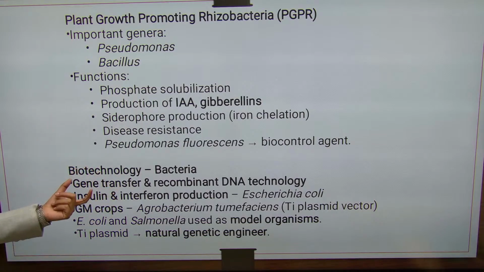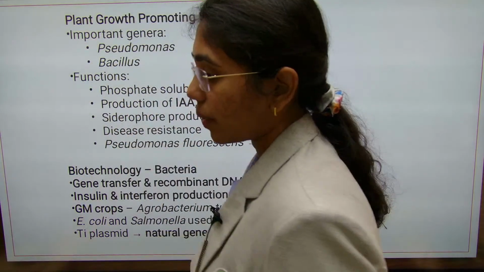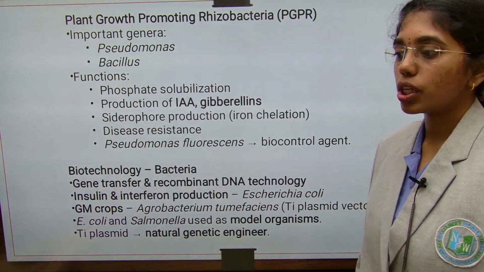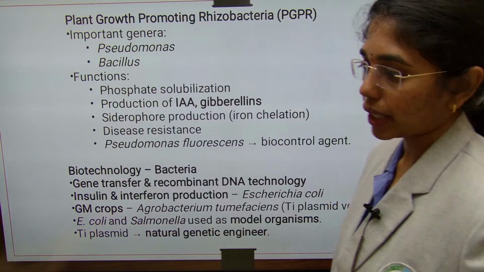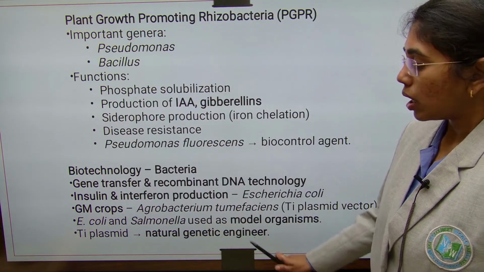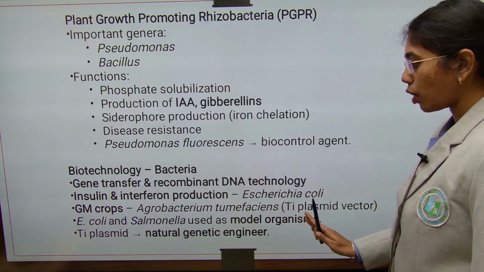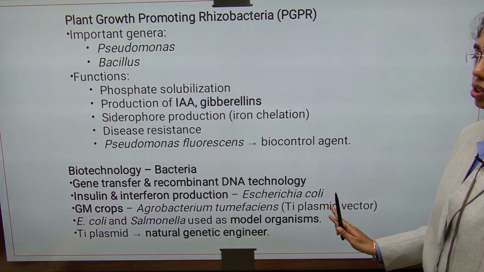Biotechnology, here gene transfer and recombination, DNA technology. Here comes your point, very good, that the CRISPR-Cas9 gene editing tool is also obtained from the bacterial genome defense mechanism. Yes, that is absolutely true, ma'am. You can add on that. Insulin and interferon production, example is Escherichia coli.